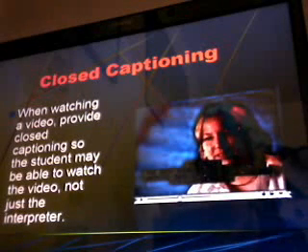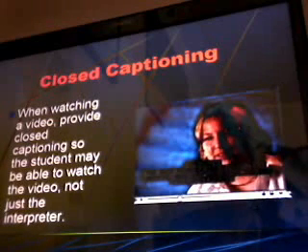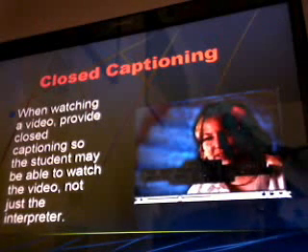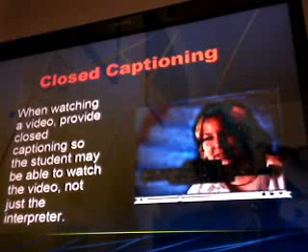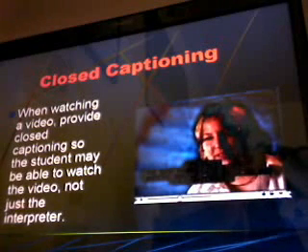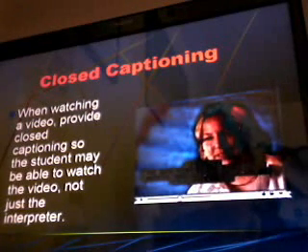And whenever you watch a video in your classroom, provide closed captioning so that the student who is deaf may be able to watch the video and not just the interpreter, because they would probably miss out on information if they weren't able to see the whole video, and that would just make it so everybody can watch it.